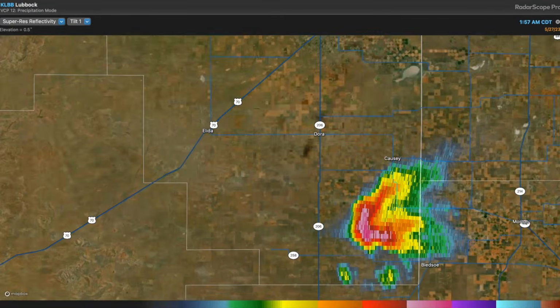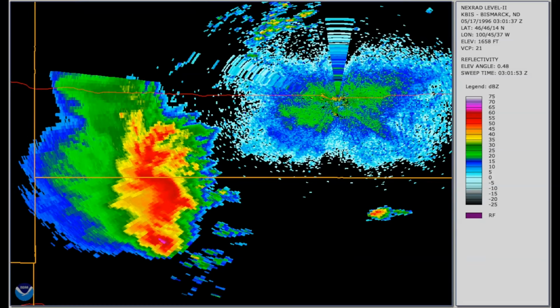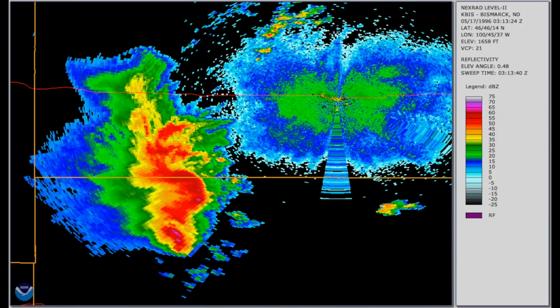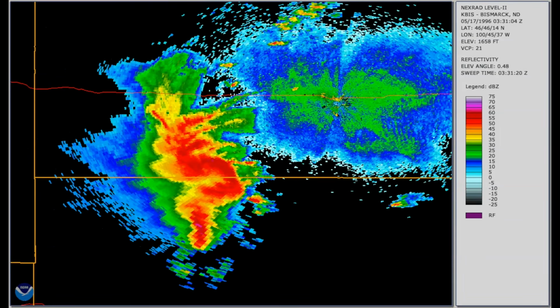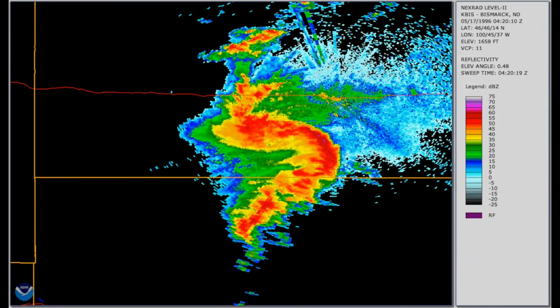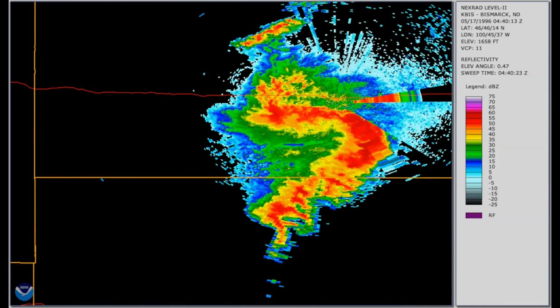We're going to move on to damaging straight-line winds. They may not get as much notoriety as tornadoes, but they can be equally as impactful, so it's important to know how to analyze radar data for strong straight-line winds.